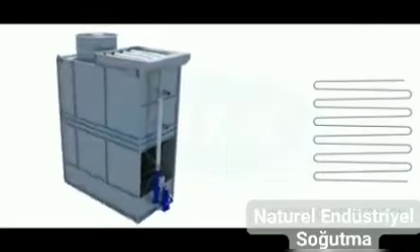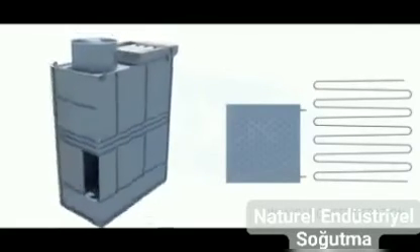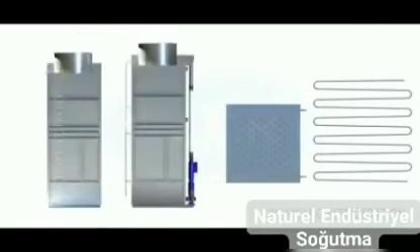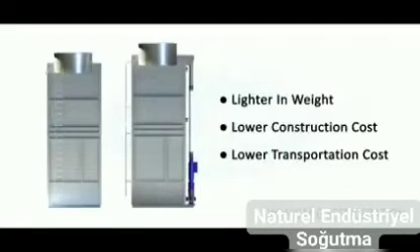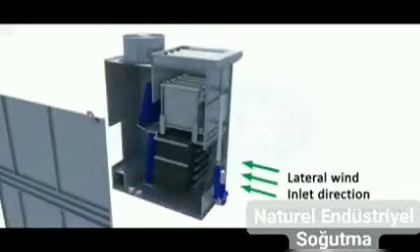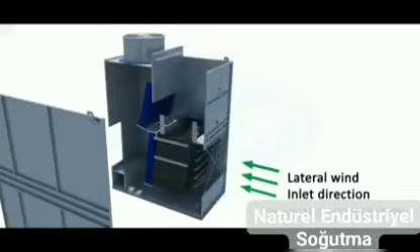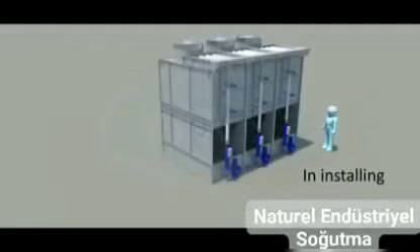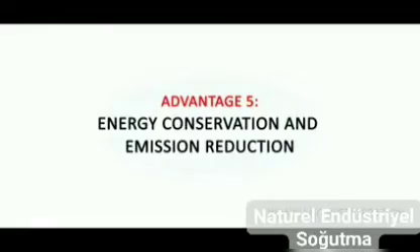Advantage 4. Compactness and lower cost. Because of all the above inherent features, for the same capacity, a plate-type evaporative condenser is compact and thus requires smaller floor space. It is lighter in weight, has lower construction cost, as well as lower transportation cost. The location of inlet and outlet piping provides the ability to install multiple units in tandem, which results in lower field construction costs.